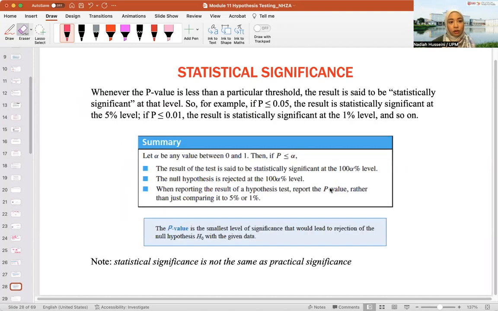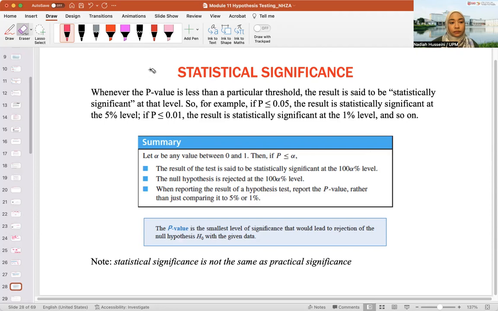So this is called statistical significance, defining the threshold. Whenever the p-value is less than a particular threshold, the result is said to be statistically significant at that level. For example, if p is less than or equal to 0.05, we would say that this data has a value of p of something and it is statistically significant at 5%. It is statistically significant at 5% if this is the threshold that we are specifying.